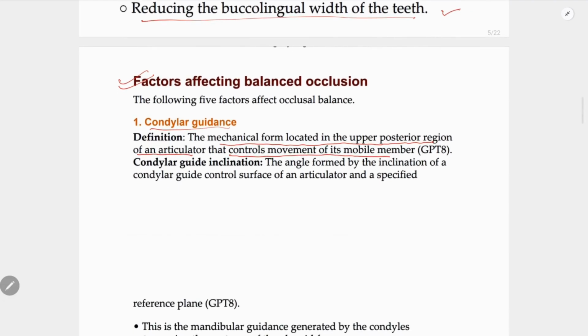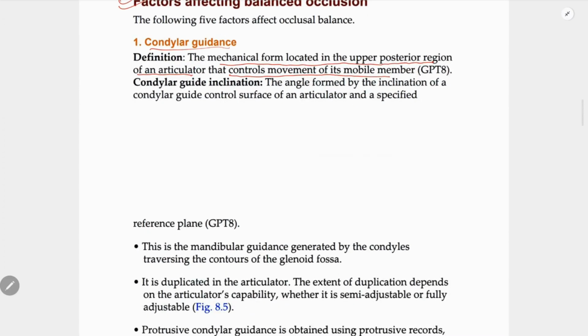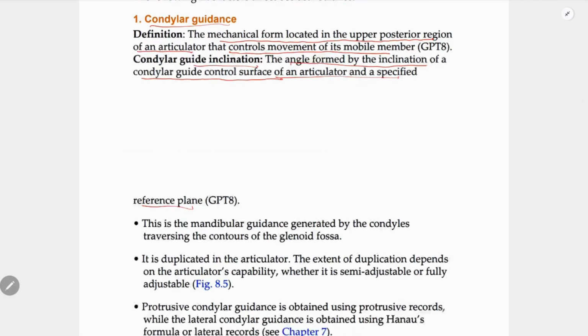This is called condylar guidance. There is something called condylar guide inclination. That is the angle formed by the inclination of a condylar guide control surface of an articulator and a specified reference plane. That angle is called the condylar guide inclination.